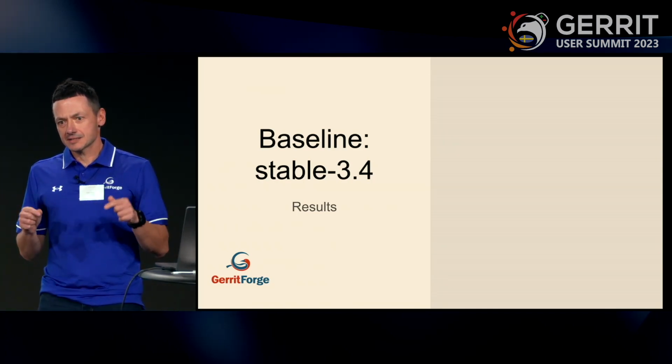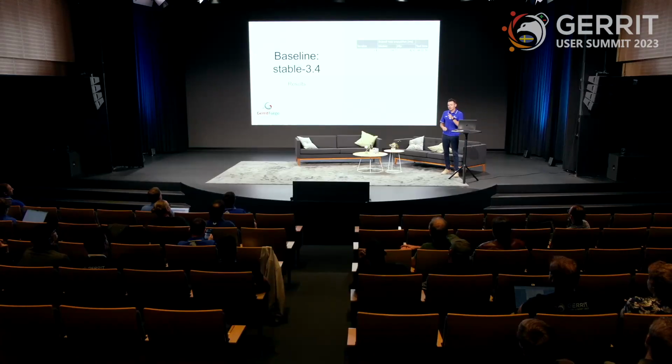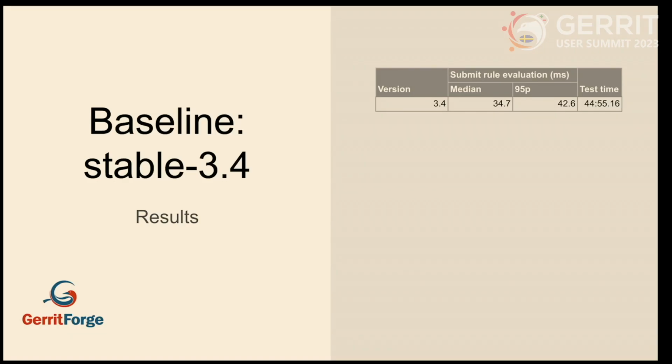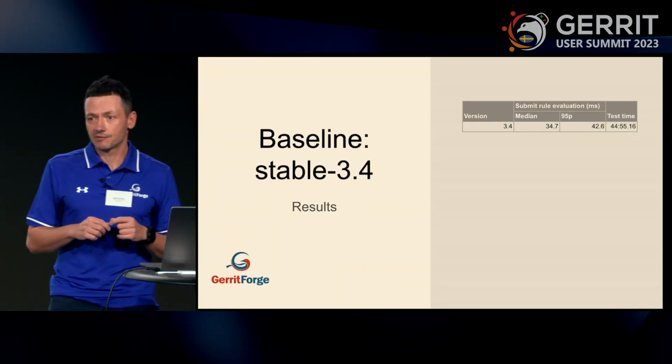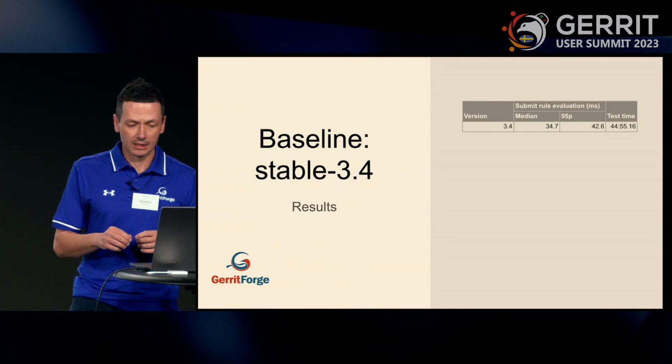Are there any guesses how much time it took to actually run all this that I just mentioned? 45 minutes, almost. Whoa. Good thing about stable tree 4 that I haven't mentioned yet is that it also offers metrics which are telling you how much submit rule evaluation took. So as you can see, the median during the test was around 35 milliseconds, and 95p was close to 43.